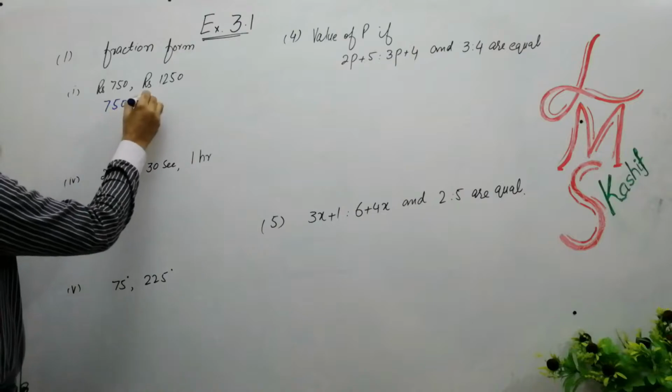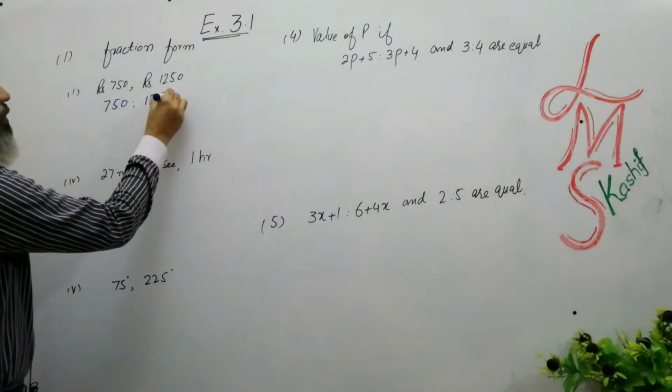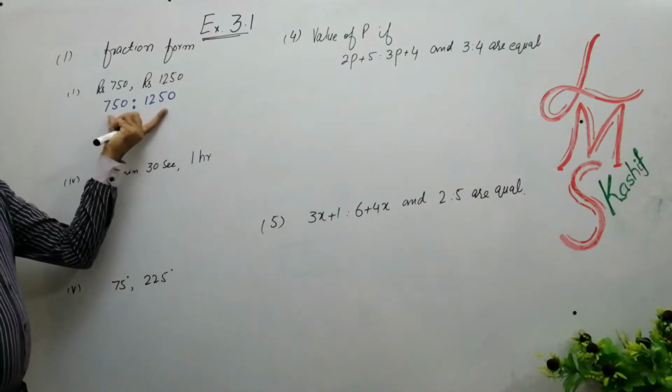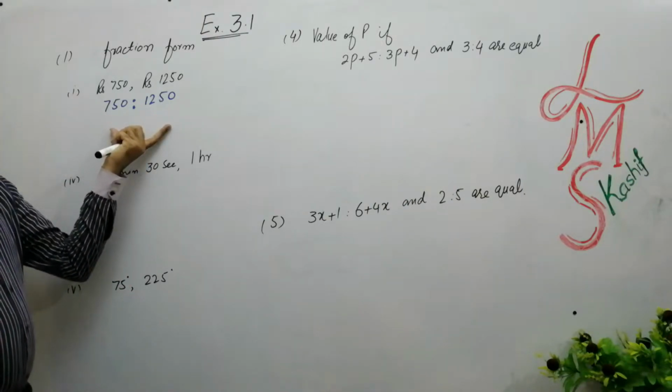ratio form, 750 ratio 1250. This is the sign of ratio. So here you can simplify by dividing by the same number.